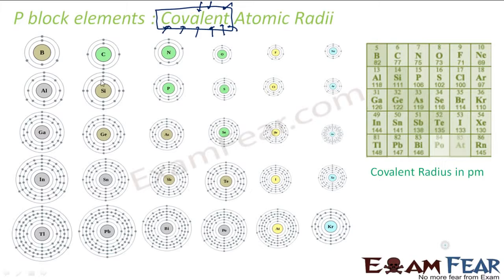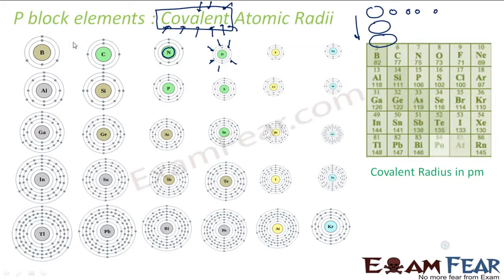Why? The moment you go down, new subshells are getting added, right? S, P, D, all the orbitals get added. So if you go from left to right here, in the same orbital or in the same subshell, more electrons are getting added, and the nucleus is also becoming more powerful. So it is able to attract these electrons more, so it shrinks, right? So since it contracts, if you go from here to here, the atomic radius decreases, and if you come down, it increases, right?